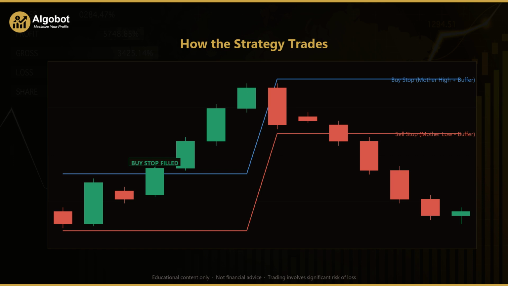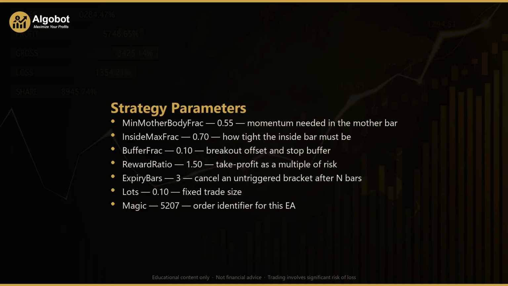Notice how the strategy never tried to predict direction. It simply waited for compression, bracketed it on both sides, and let the market choose. The same structural logic produced both a long and a short trade, purely from the shape of the candles. Remember, this is a simplified illustration for educational purposes only. Let's go through the inputs you can adjust.